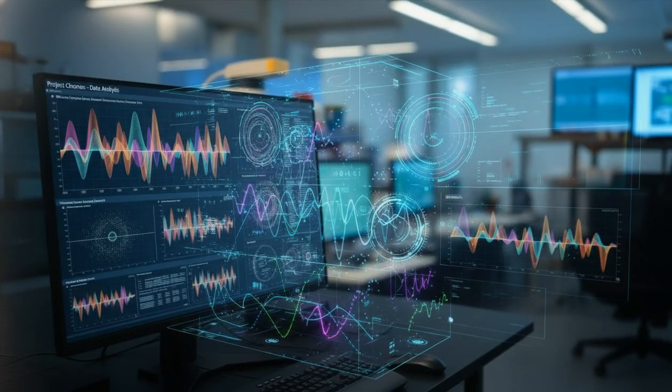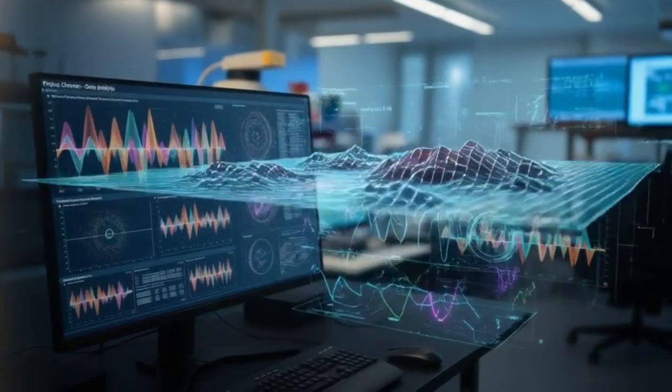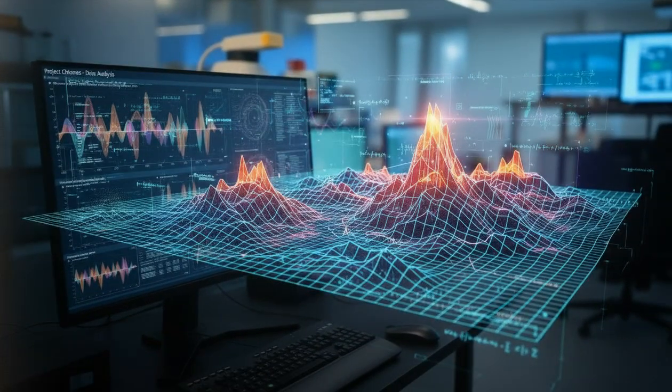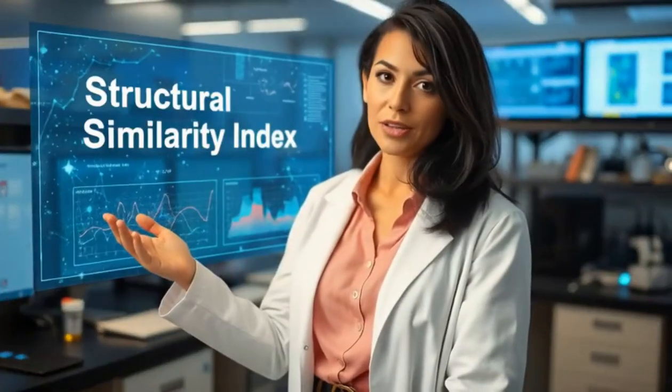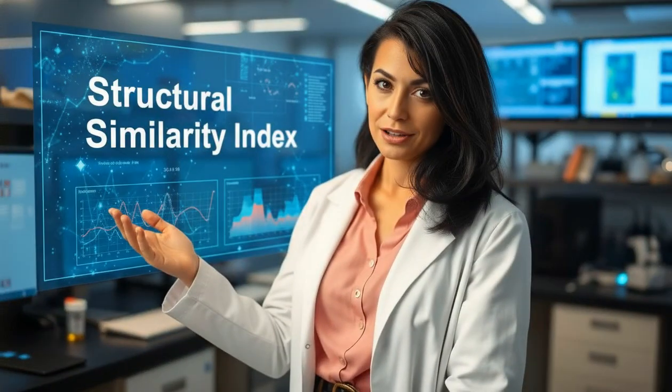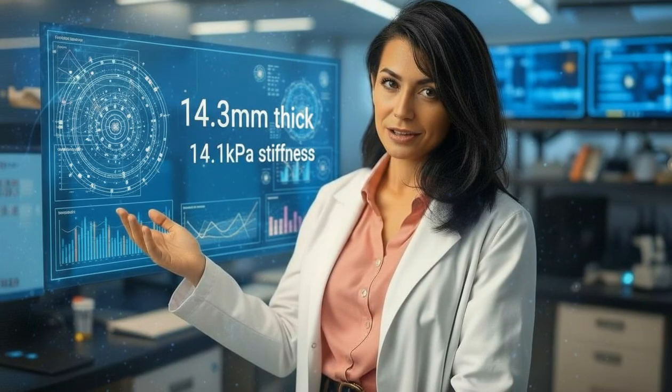Her computer ran thousands of physics simulations, each testing different combinations of thickness and stiffness. Which parameters would create waves matching what the camera saw? The optimization landscape appeared, a topographic map where peaks represented good fits. "Structural similarity index," she said. "It treats dispersion relations like images and finds the best match." The algorithm converged. 14.3 millimeters thick, 14.1 kilopascals stiff.